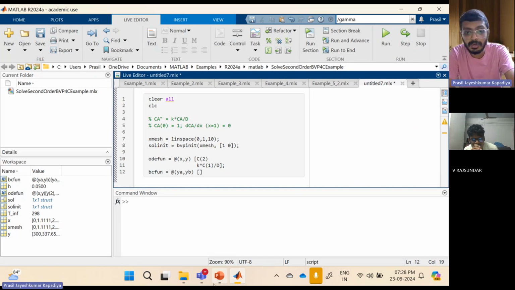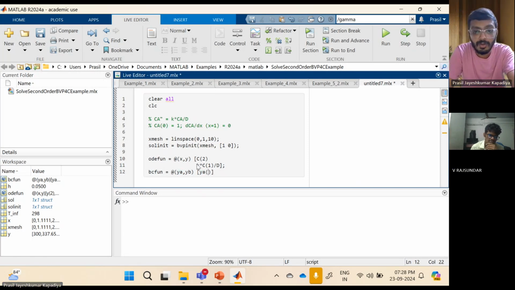Okay, what is my first boundary condition? Ca at x is equal to 0 is 1. So I will be writing ya of 1, minus 1 is equal to 0. Correct? Ca at x is equal to 0 minus 1 is equal to 0.